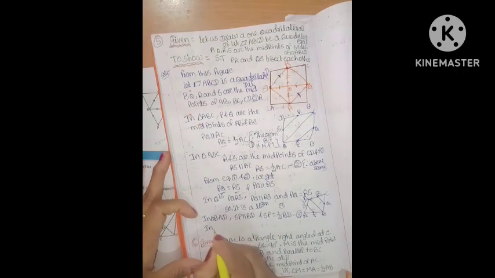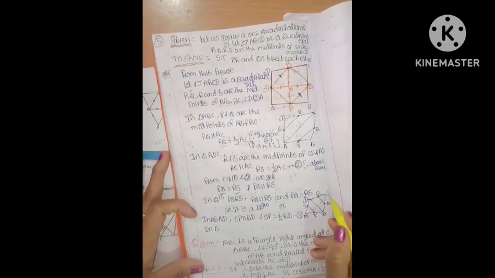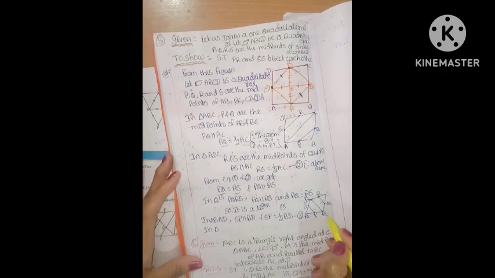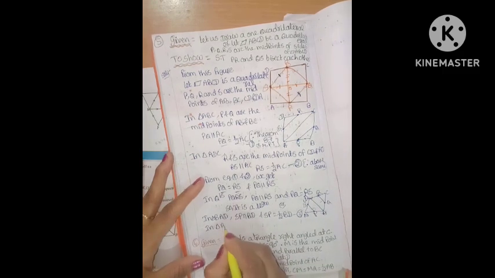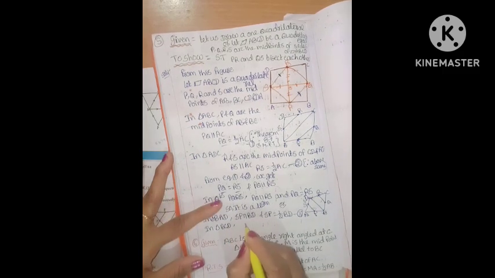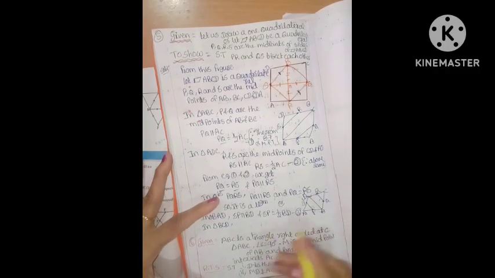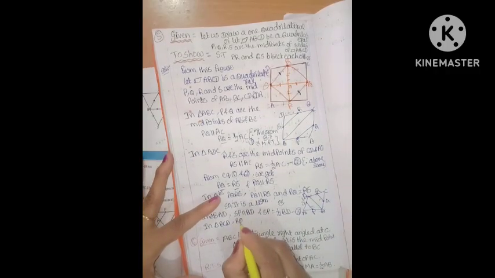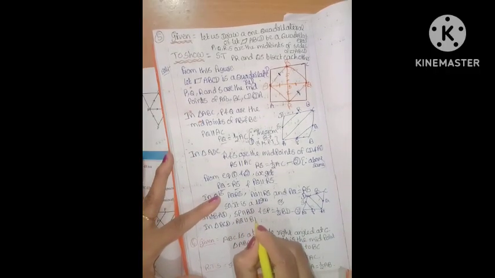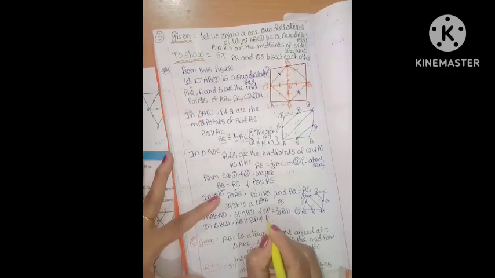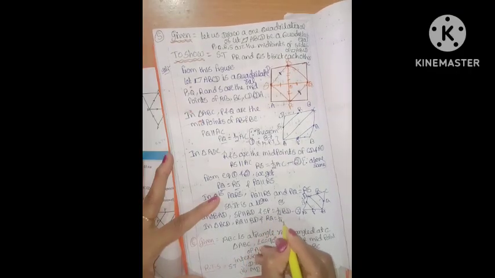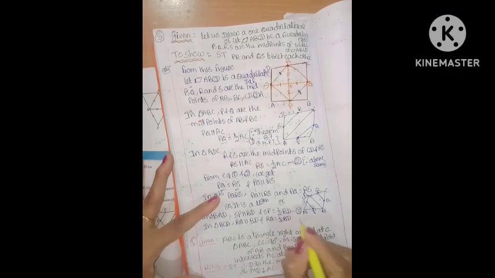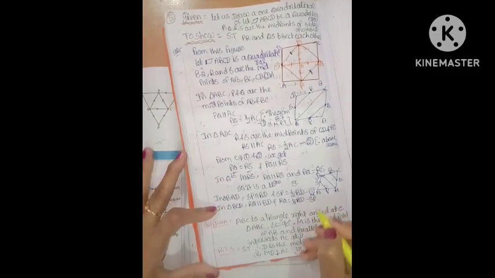And another triangle. What's the other triangle? BCD. From triangle BCD, RQ is parallel to BD, and RQ is equal to half of BD. This is equation number 4.